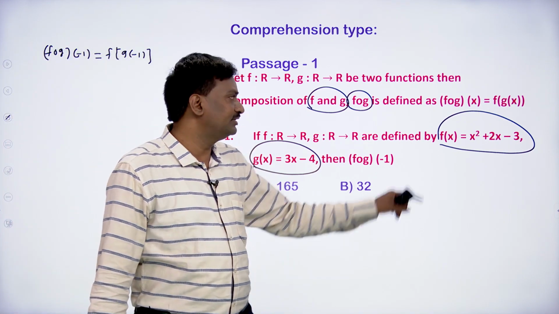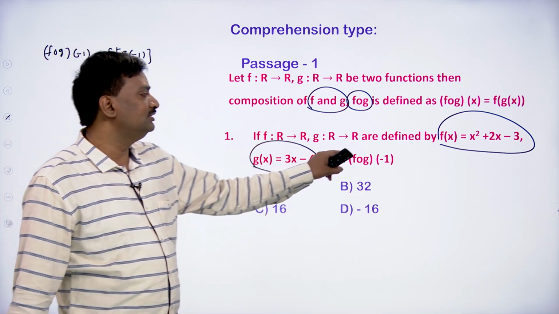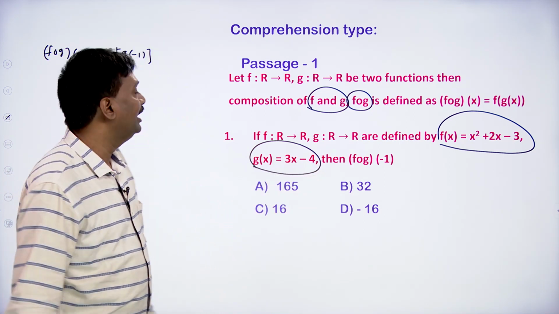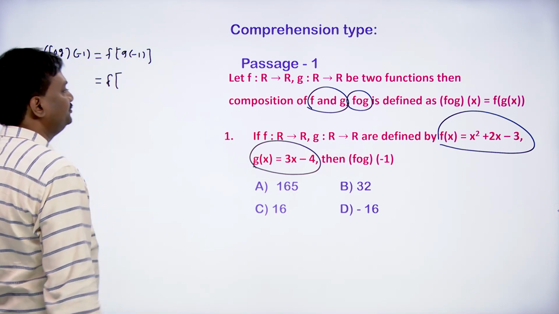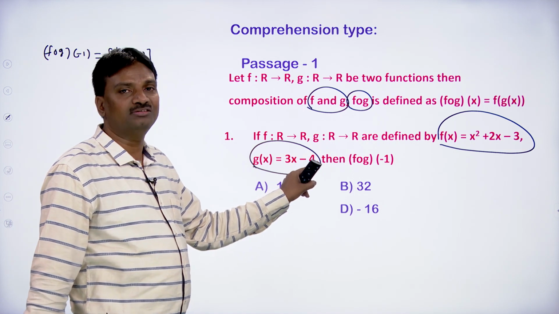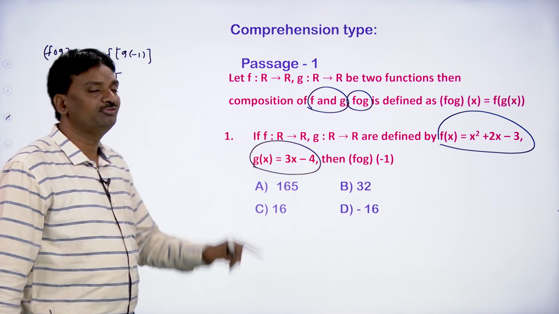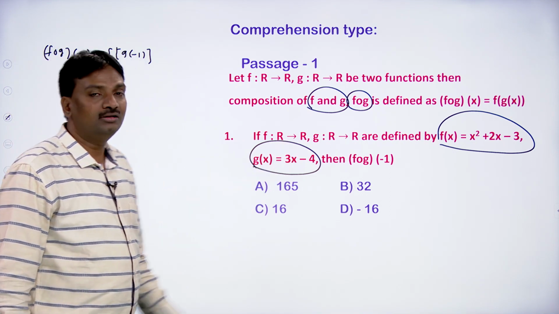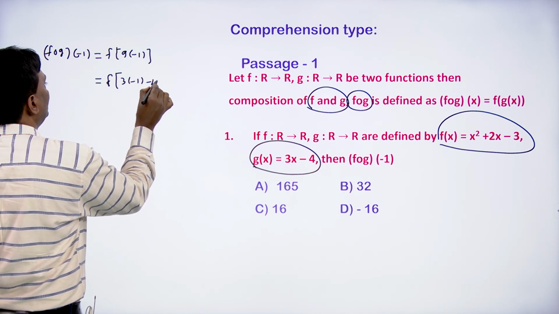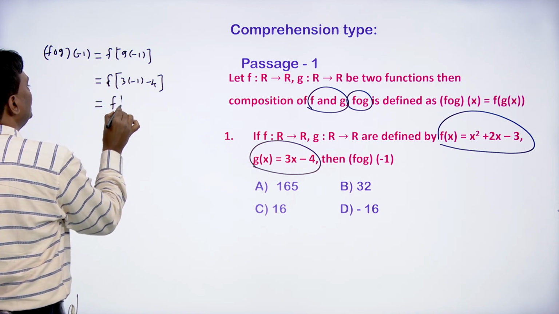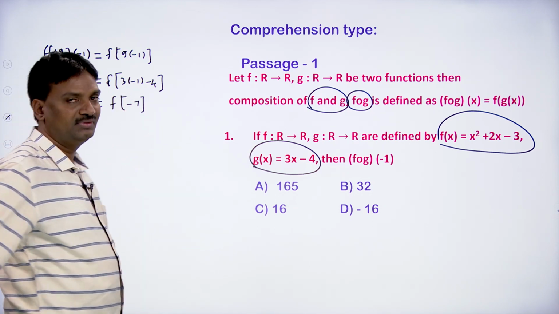So f circle g of x is given as f of g of x. According to that, f circle g of minus 1 can be written as f of g of minus 1. So g of x is given as 3x minus 4. If we compare g of minus 1 and g of x, in place of x we have minus 1. So that's why here also in place of x by writing minus 1, 3 into minus 1 minus 4. So that is f of 3 into minus 1 minus 4, that is minus 7, f of minus 7.